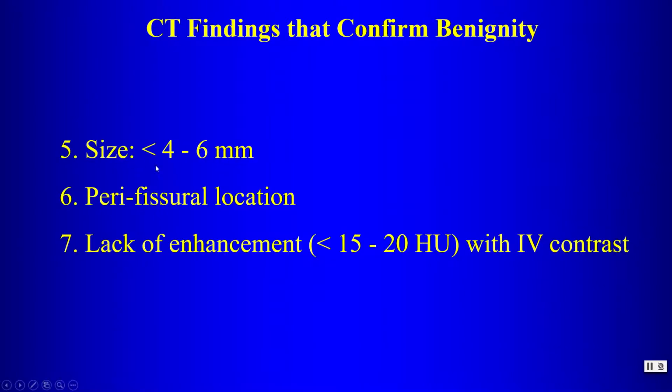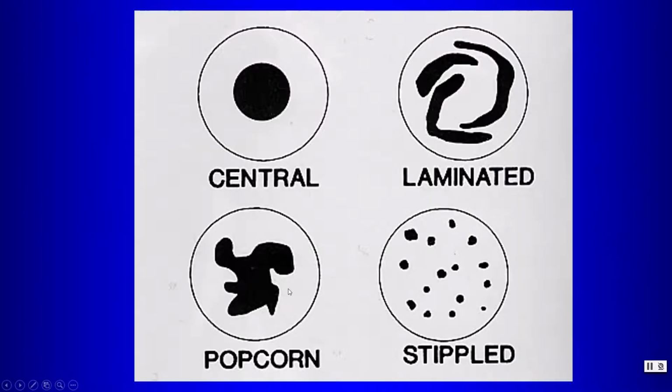Size, we've talked about small size, especially less than 6 millimeters, usually indicates a benign lesion. Perifissural location, we will talk about these perifissural nodules also in a few minutes. And lack of enhancement, less than about 15 to 20 Hounsfield units, provided you've done a properly protocoled CT enhancement study, is also associated with benign lesions.